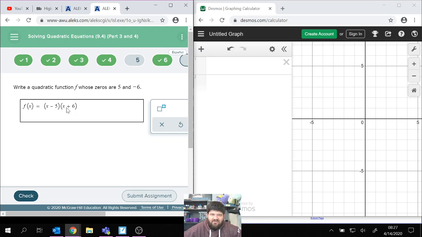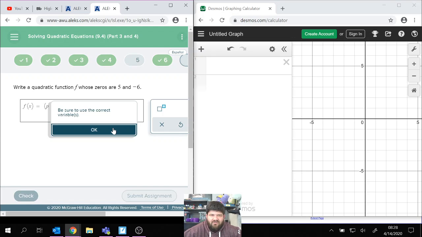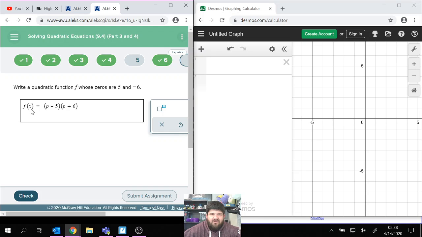And I always use x, but what happens if you use a different letter? You use p, you can use x, it's fine. This is just for my own enjoyment. Be sure to use the correct variables. Oh!